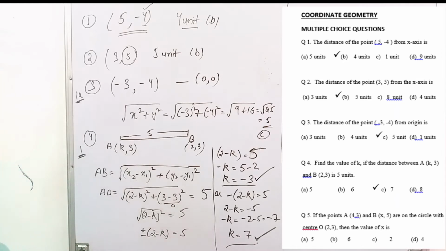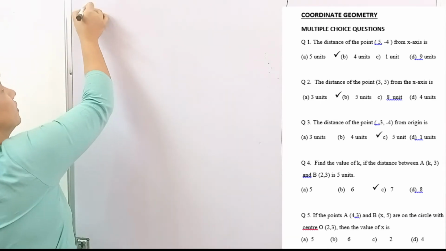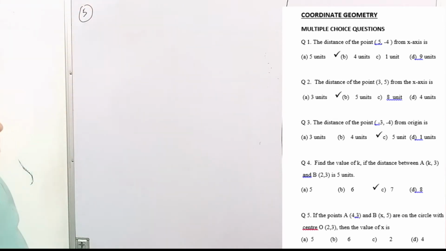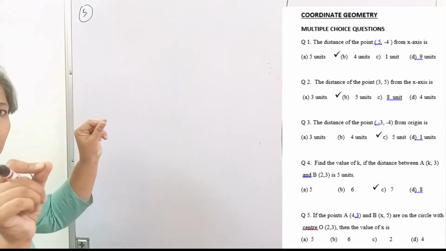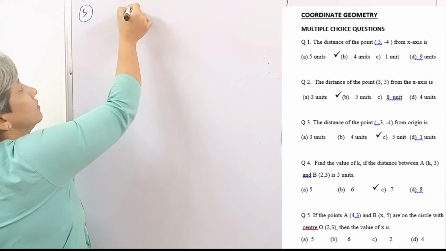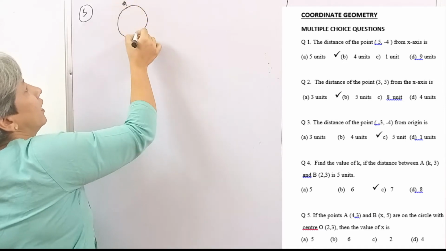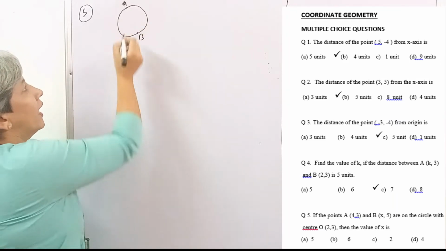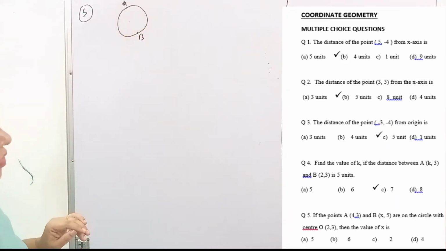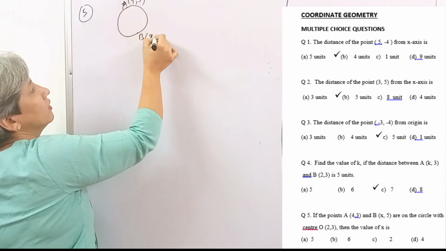Now let's see what the fifth question is. Okay, let's do question number 5 now. My question number 5 is saying that if the points A, B are on the circle, okay, this is the circle, and A, B are on the circle with center O, then find the value of x. That means they're saying this is a circle and A and B are points on it. A is given as (4, 3) and B is (x, y).